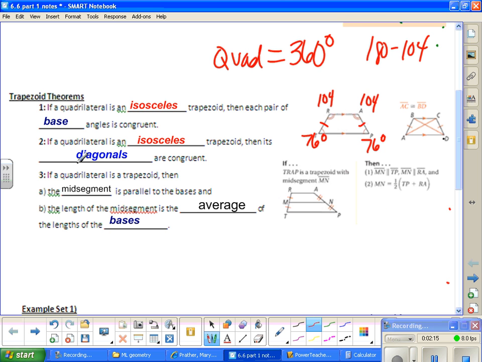Number 2, if a quadrilateral is an isosceles trapezoid, then its diagonals are congruent. So here is an isosceles trapezoid, so these diagonals are equal to the same thing. If one's 10, the other one is going to be 10.